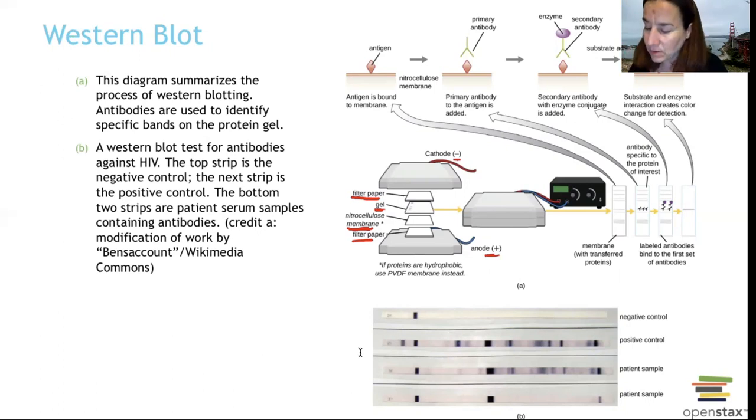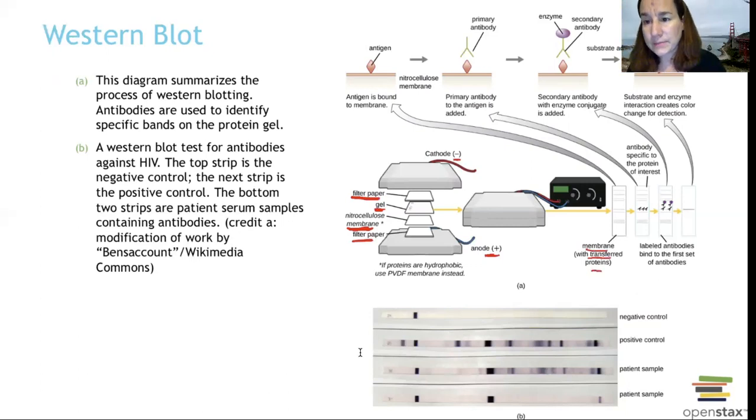And it depends on what proteins you're looking at. If it is hydrophobic, then it's a different type. It's not nitrocellulose. It's going to be a PVDF membrane. But regardless, you're going to pull them from the gel into the membrane. Now, we have our membrane. What do we do with it? Here is our membrane with our transferred proteins over here.